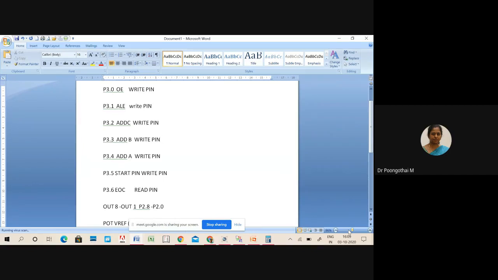So all these pins are write pins. So your microcontroller can send the values from port 3.0 to 3.5 to your ADC IC. So all these pins are configured as write pins, and your P3.6 is the end of conversion pin. It is configured as a read pin. That is, your data is transferred from ADC to microcontroller. So that is the difference.